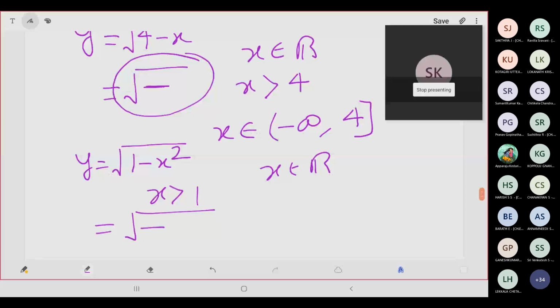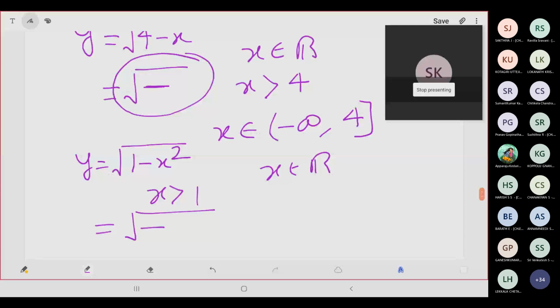This is not defined. So you can take x less than or equal to 1. Because if x is greater than 1, then the quantity is again with the negative sign, which is not defined inside the square root. So one side you have already done, +1.